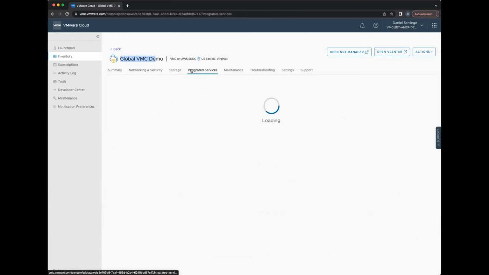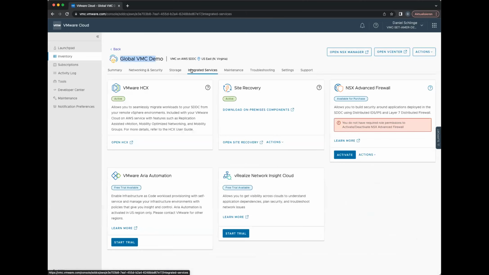From the integrated services, this is the site where you can activate, for example, HCX. And from my experience, I use HCX 100% in every customer use case because that makes our lives pretty easy. If it's not activated, there's one-click deployment. That means you click activate and it will simply roll out everything you need for HCX. You will download the appliance to your on-prem data center, connect the two sites and pair it.